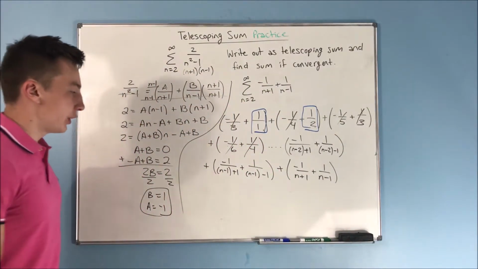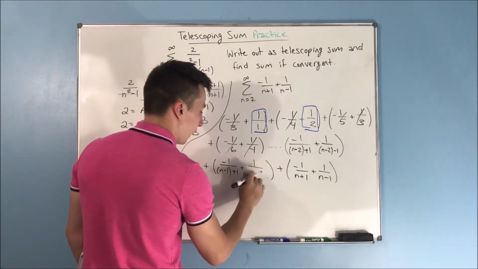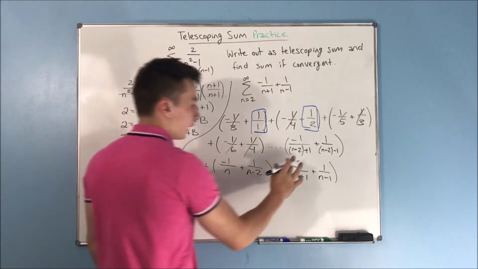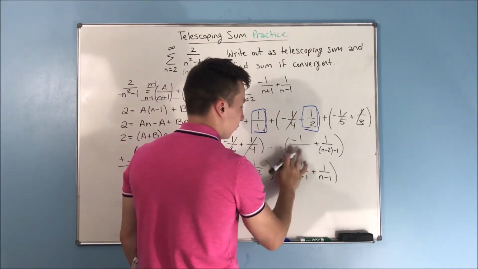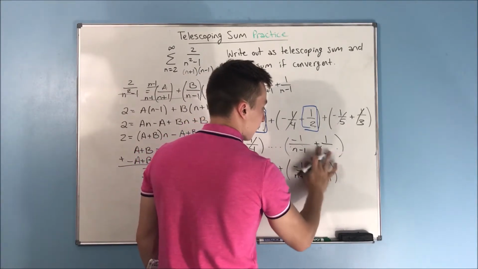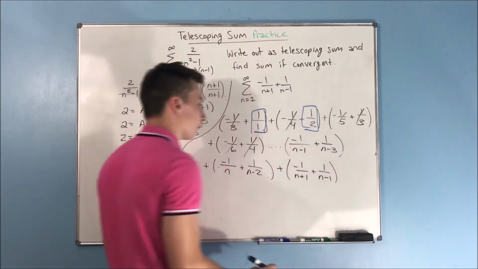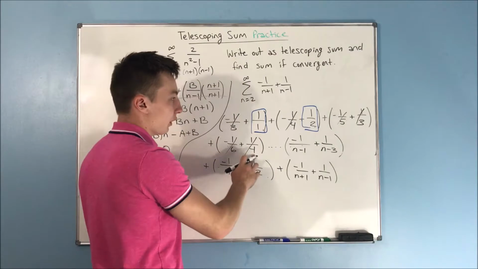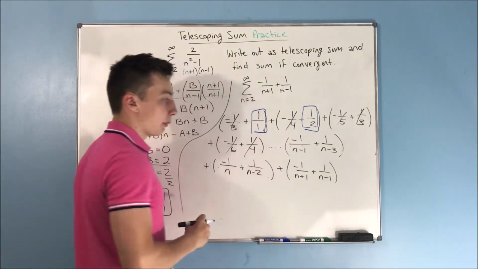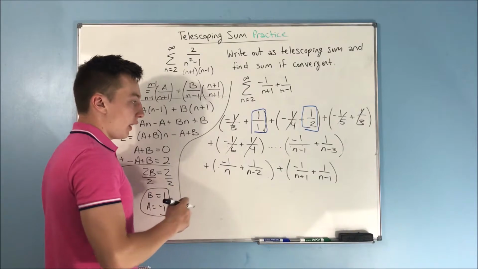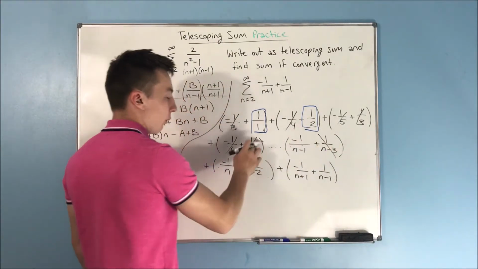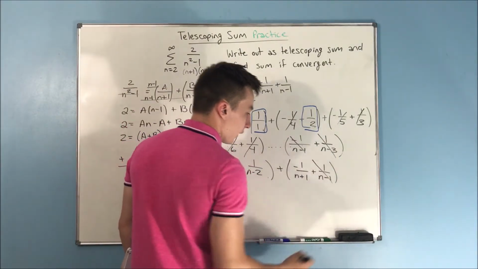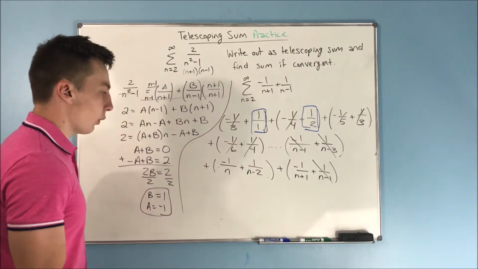Alright, and if we just do a little bit of simplification here, this is an n minus 2. This is just going to be an n. This will be an n minus 1. And this will be an n minus 3. Now these positive terms are the ones canceling out the negative terms beforehand. So we know that this is going to cancel out something before it, okay? This negative 1 over n plus 1 is going to cancel out this plus 1 over n minus 1.